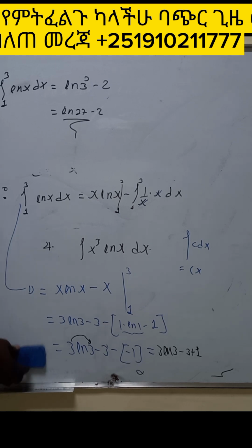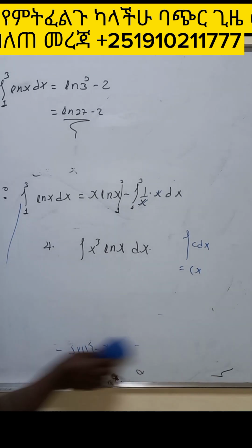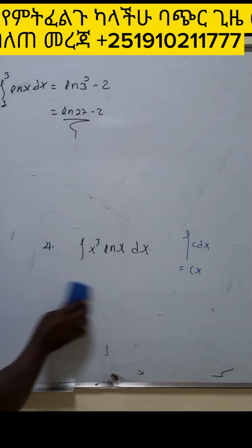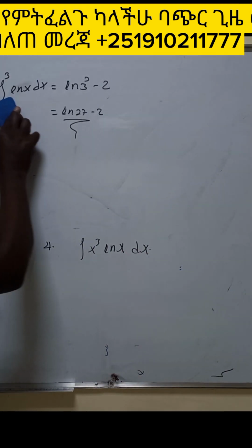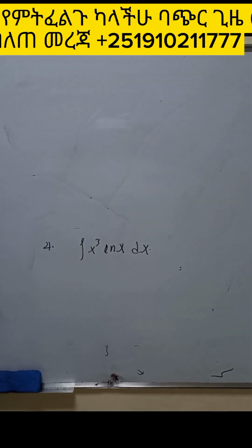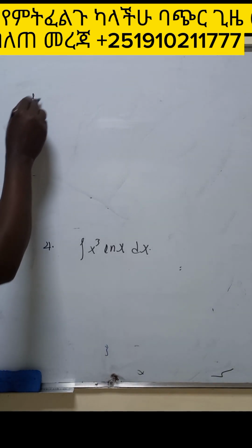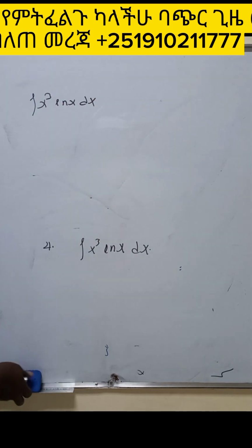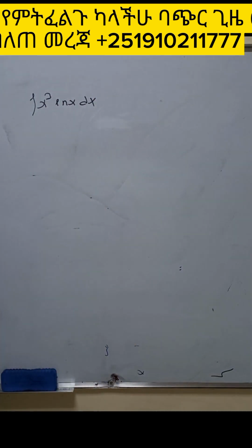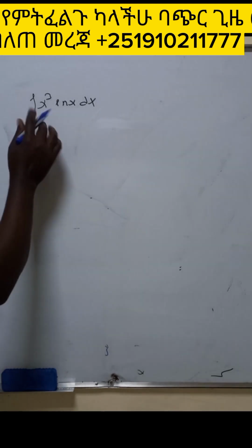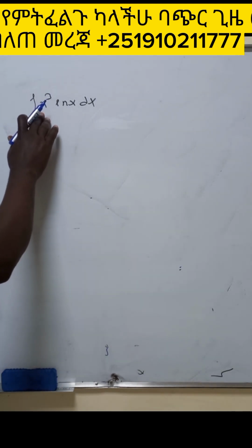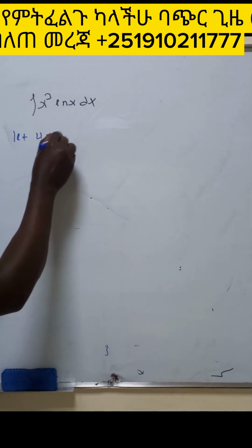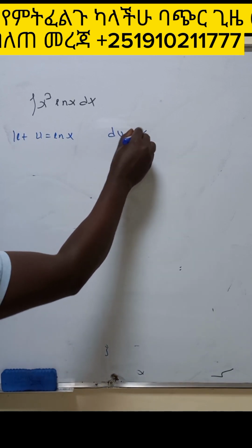Finally, let me show you how we determine the integral of this indefinite integral. This is again an indefinite integral. What is the integral of x cubed ln of x dx? How can you find it? To find the integral of this problem, again you can use the polynomial, rational and logarithm rule. So let u be ln of x and dv be x cubed.